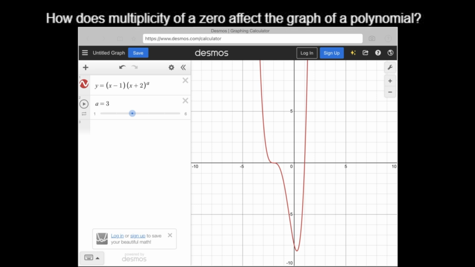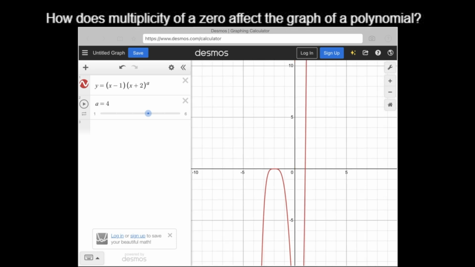If I continue to go through and do it more, you'll see now it no longer goes through at -2. It once again stops there. If I increase it to 5, again it goes through. And 6, it no longer goes through as well. It gets very, very flat right there at -2.